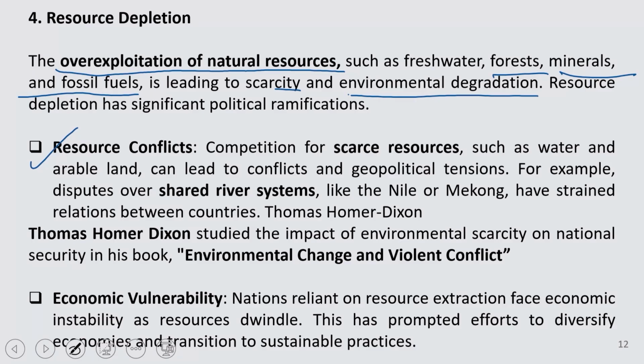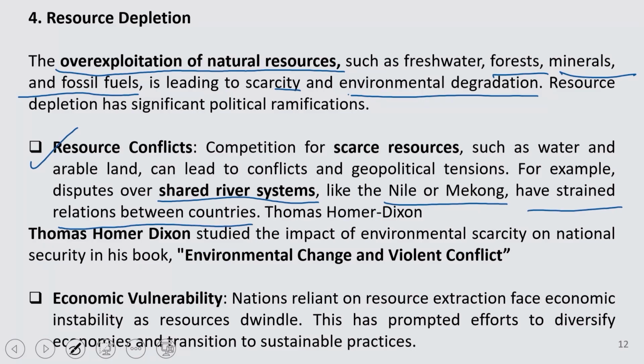Resource conflict occurs when there is competition for scarce resources like water and arable land, which may further lead to conflicts and geopolitical tensions. In this regard, we can see the example of disputes over shared river systems, like between India and Pakistan over the Indus river. In the same way, we can see the Nile or Mekong, which have strained relations between the countries.